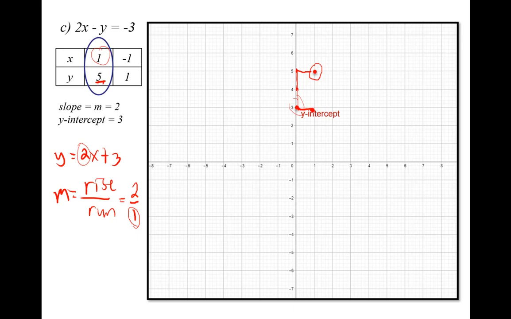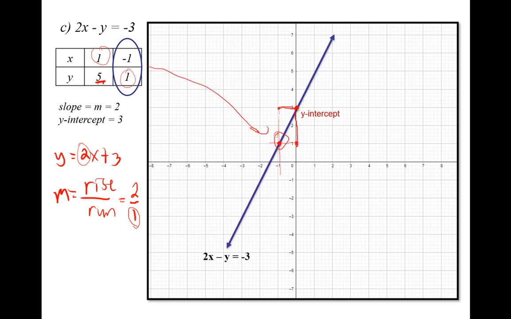Hence, we have this point na (1, 5). Then after that, pwede nyo nang i-connect. Or pwede rin namang point, which is (-1, 1). Ganon din yung concept. Join nyo lang. Ganon pa rin, diba? Hindi naman nagbago.